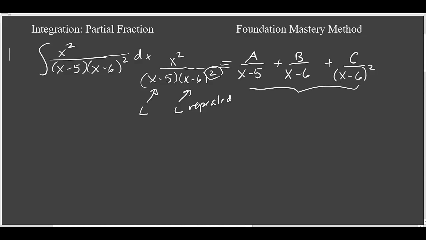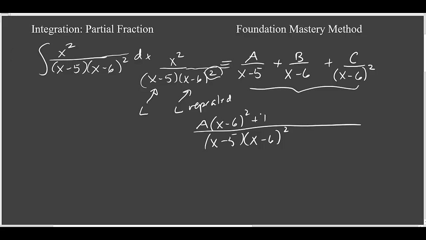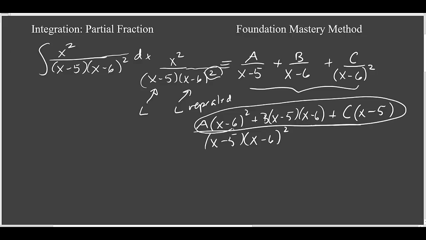If we put these over a common denominator, that common denominator will be just (x minus 5) times (x minus 6) quantity squared, and the numerator will then be a times (x minus 6) squared plus b times (x minus 5) times (x minus 6) plus c times (x minus 5). And now we see that this numerator here has to be the same as this numerator here since they have the same denominator.